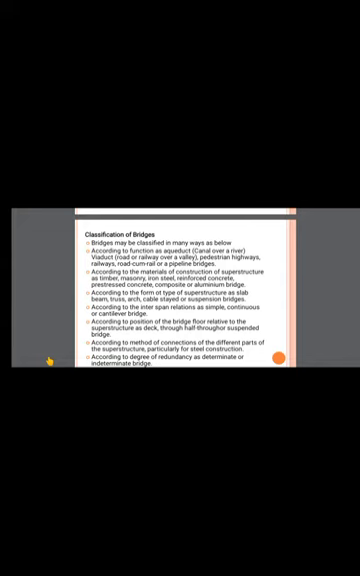Now we'll study the classification of bridges broadly here, according to how it has been classified. Bridges may be classified in many ways as below. According to the function: aqueduct, viaduct, pedestrian, highways, railways, road-rail, or pipeline bridges.